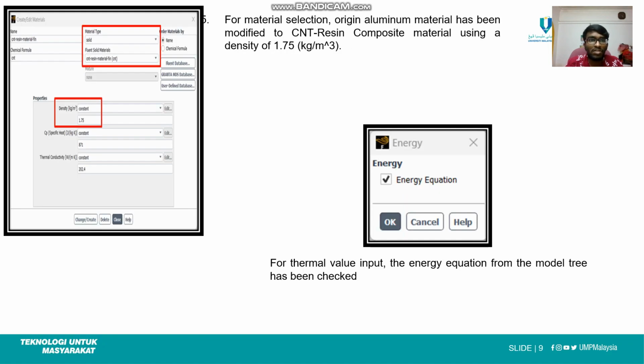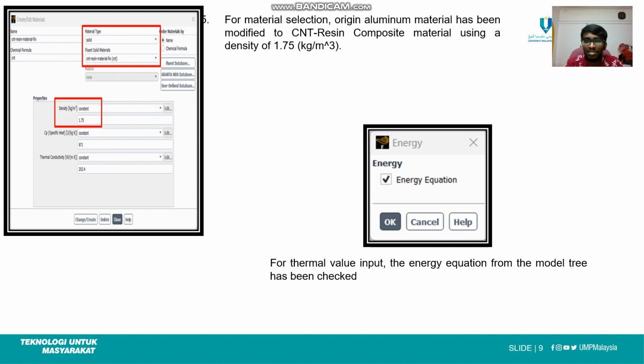Now let us look at the solid. For the solid material, as we can see, we chose aluminium, which is altered for the CNT. Our project is basically related to the CNT resin composite as instructed by the project details. So we use the CNT resin composite, which gives us the density of 1.75. We will input the 1.75 value inside the density there.